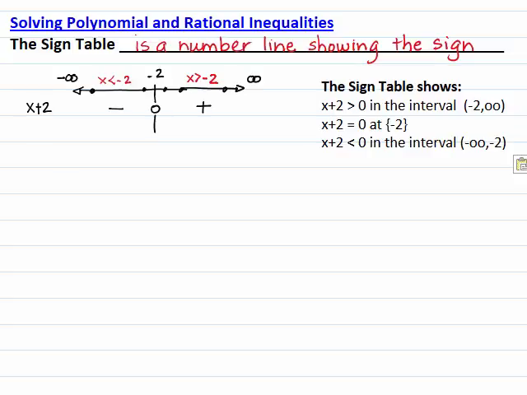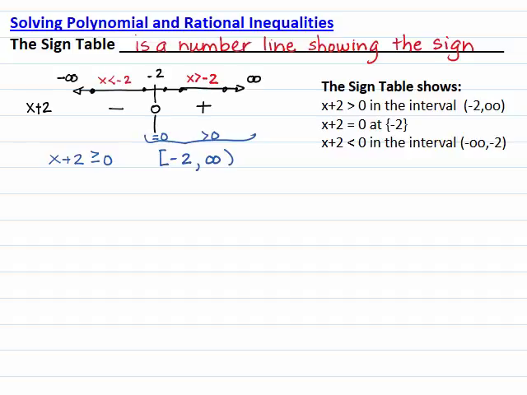If someone asks me to solve the inequality x plus 2 greater than or equal to 0, then I will have to consider all the values of x that satisfy, which will be x equal to negative 2 for equal to 0, and it will be x greater than negative 2 for greater than 0. So the solution to this will be the interval closed negative 2, comma, infinity, open.